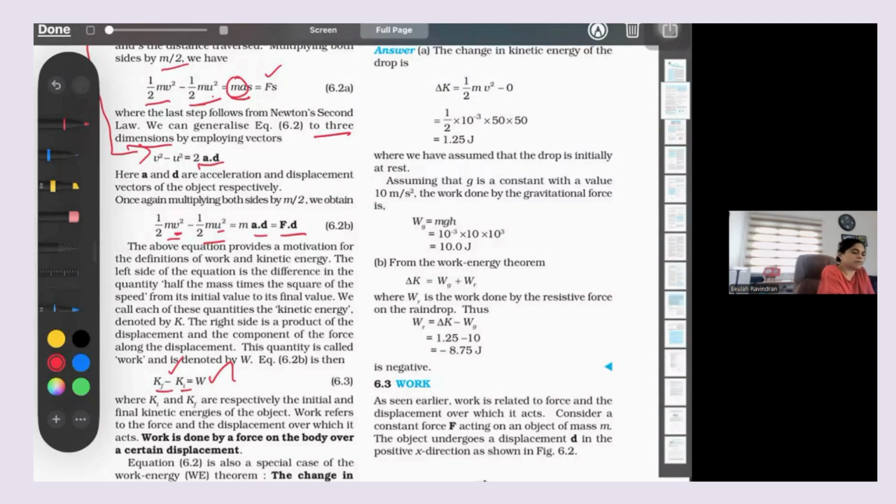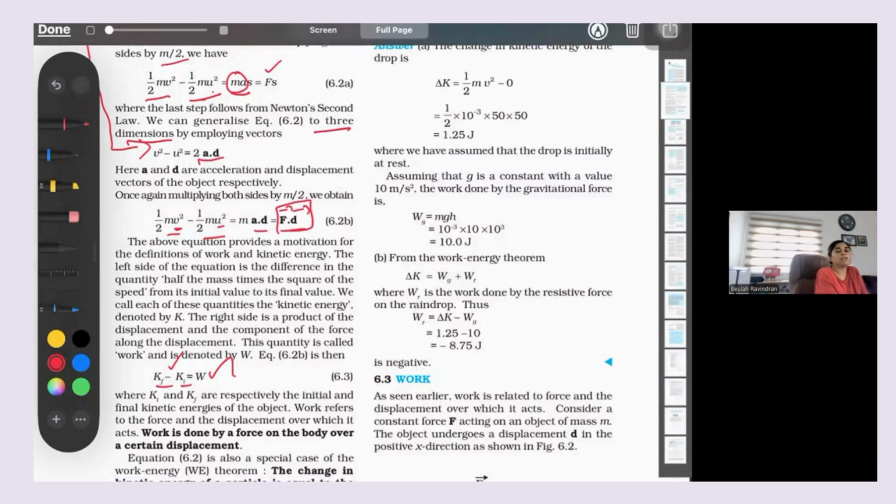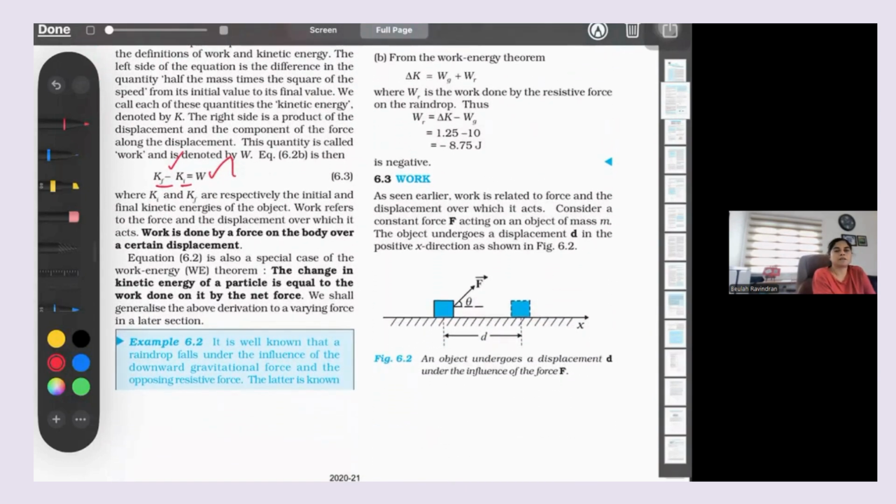So what is the work done? F dot D. So this is a vector. If you want to express it in three dimensions, you can put it in a vector quantity. So this is the kinetic energy difference, which is expressed as a work. So we can say if it is a work done, it should be done by a force on a body over a certain displacement.